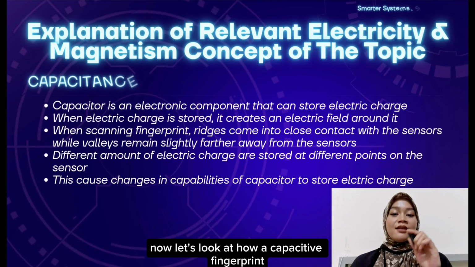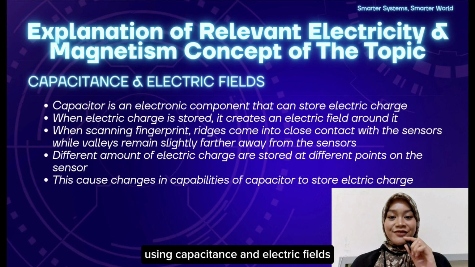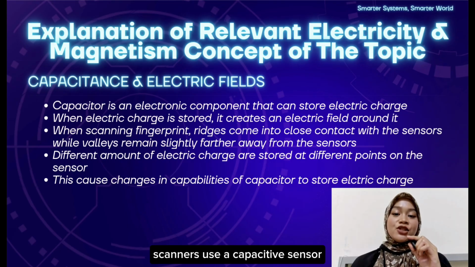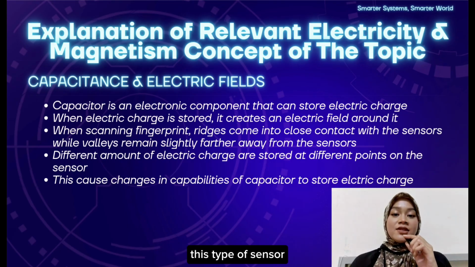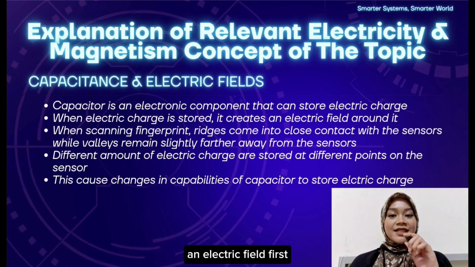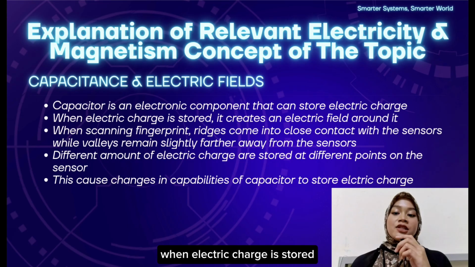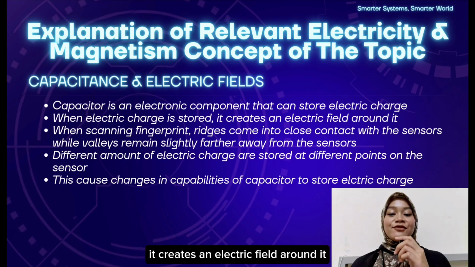Now, let's look at how a capacitive fingerprint scanner detects a fingerprint using capacitance and electric fields. Many modern fingerprint scanners use a capacitive sensor. This type of sensor works based on the principle of capacitance and electric fields. First, a capacitor is an electronic component that can store electric charge. When electric charge is stored, it creates an electric field around it.